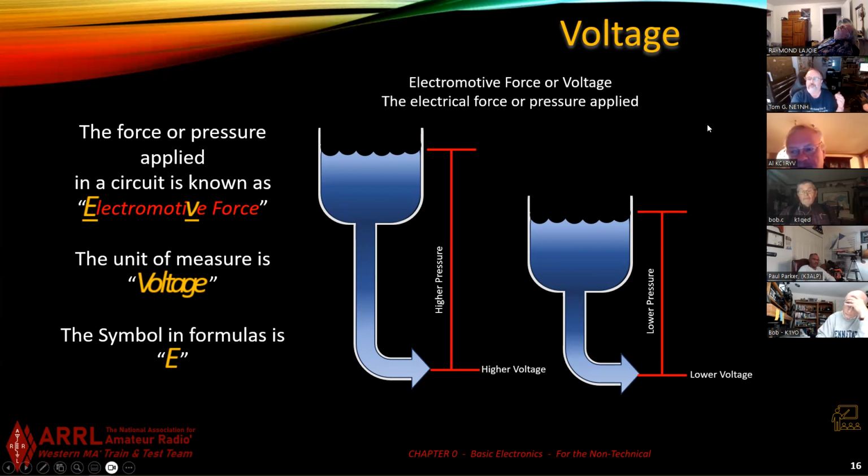But again, it's the pressure. Think about a column of water and you push on that pipe. You blow in the end of that pipe or you push water into that pipe as hard as you can. The harder you push the water, the higher the pressure, the higher the voltage, okay? So that's one way that we look at electricity and measure it, the pressure or force, the electromotive force.